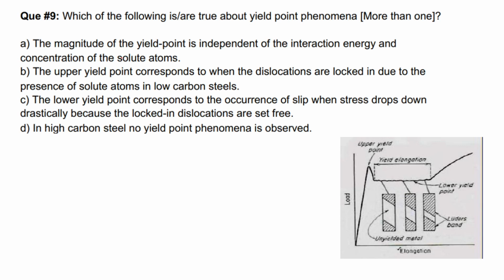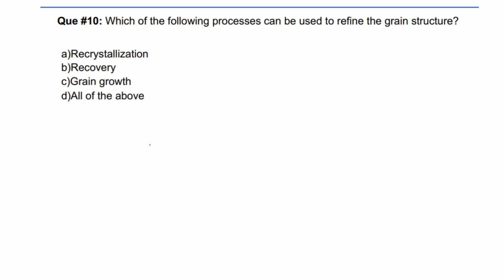The upper yield point corresponds to when the dislocations are locked in due to the presence of solute atoms in the low carbon steel, right? And the lower yield point corresponds to the occurrence of slip when the stress drops down drastically because locked-in dislocations are set free. And D, in high carbon steel no yield point phenomena is observed. So the answers are B, C, D. Yes. Now the next question.